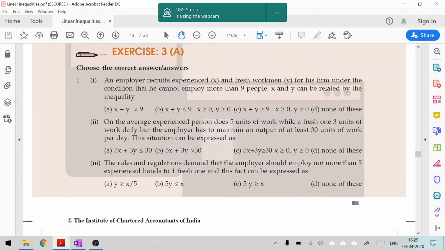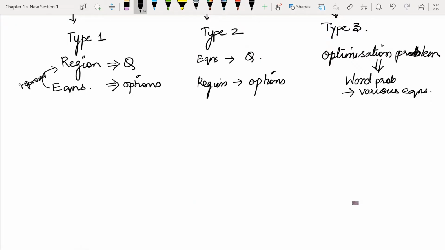Now let us look at question number 1. An employer recruits experienced X and freshman Y for his firm. So you have two variables here. In question number 1, first part, you have the column X and you have the column Y. What does X variable represent? Experienced. What does Y represent? Freshers.